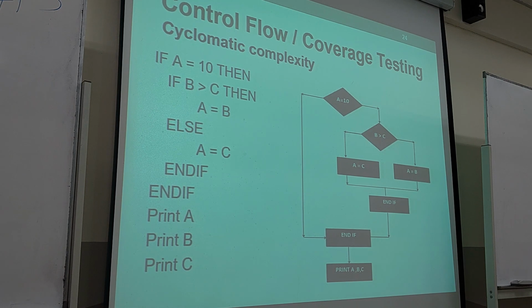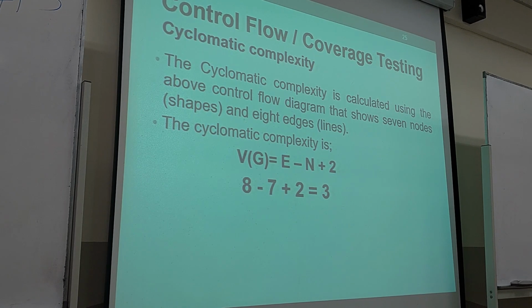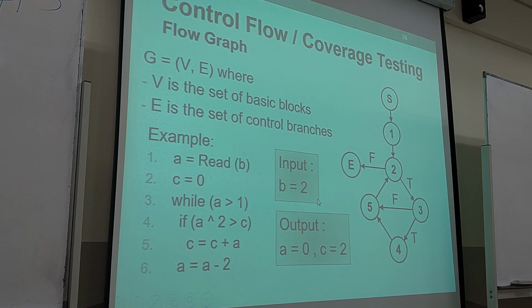So this is just an example using the control flow graph. Okay. So this formula, replacing the number of E, number of N, and then plus 2. We always get positive numbers for the complexity. Okay.